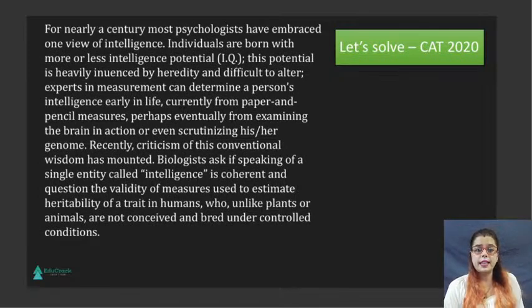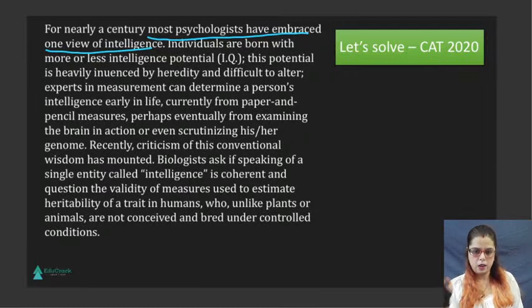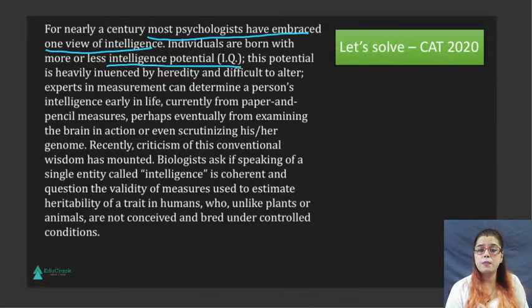For nearly a century, most psychologists have embraced one view of intelligence. It says most psychologists have embraced one view of intelligence. It does not say all psychologists. It still talks about most psychologists, right? So most psychologists have embraced one view of intelligence. Individuals are born with more or less intelligence potential or IQ. What is the intelligence potential or intelligence quotient? IQ. This potential is heavily influenced by heredity.